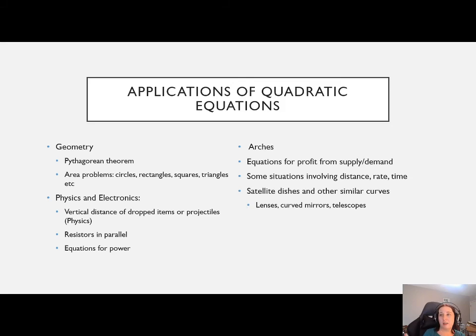Satellite dishes and other kinds of curves: the way the curves are shaped are quadratic equations. If you make a cross section of it, it's kind of like a bowl, and those are quadratic, and anything that has that sort of shape. If you have lenses, I don't know if you have glasses, but they're not flat, they're slightly curved, so those are quadratic equations. There are mirrors that are slightly curved, and those are quadratics. Telescopes use curved lenses, so that also uses quadratic equations.